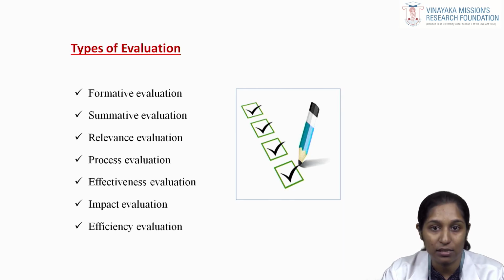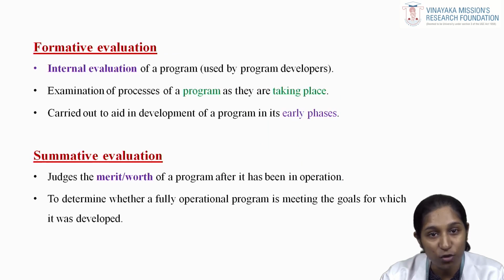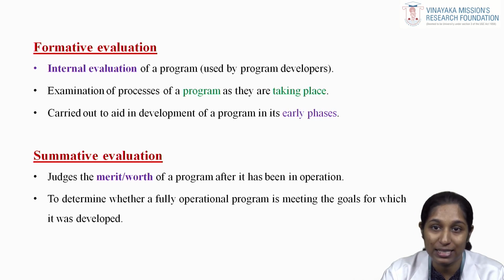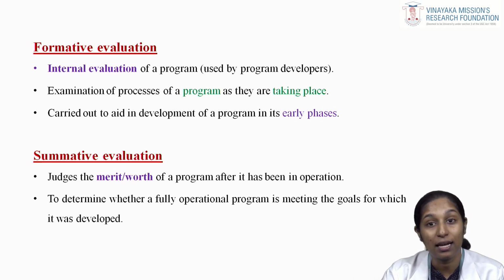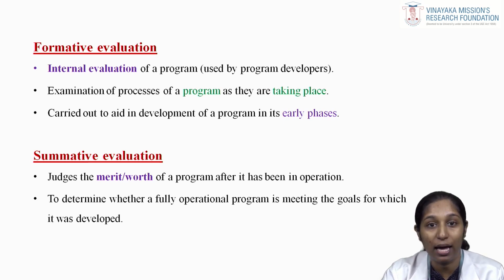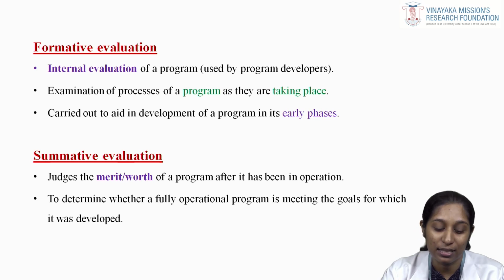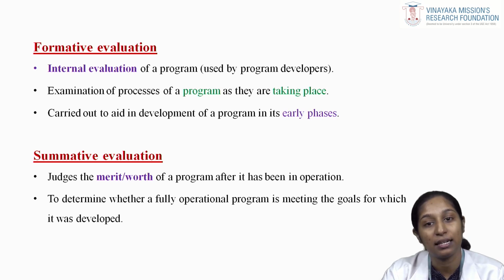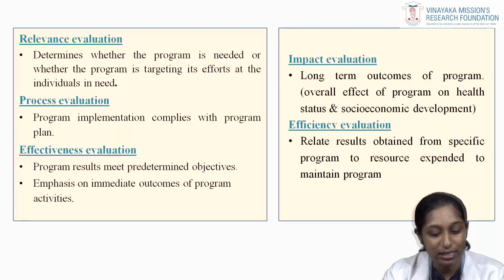There are different types of evaluation depending on the object that is being evaluated and the purpose of the evaluation. Basically, the most important types are formative and summative evaluation. What is formative evaluation? It refers to the internal evaluation of the program that is used by the program developers. It is an examination of processes of a program as they are actually taking place. It is usually carried out to aid in development of a program at its early phases. On the other hand, summative evaluation judges the merit or worth of a program after it has been in operation. That is, it actually happens at the end to determine whether a fully operational program is meeting the goals for which it was developed.